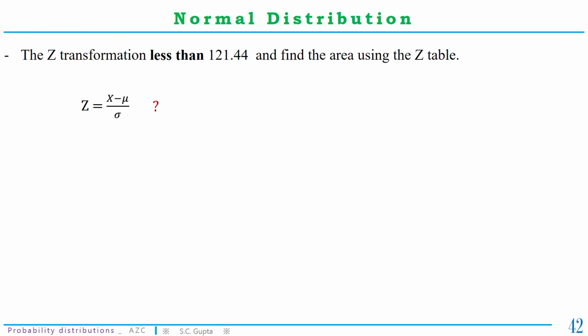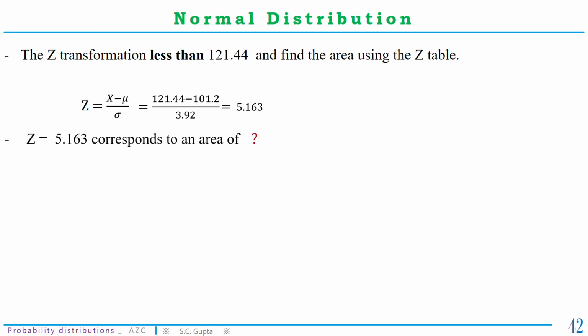Now, perform the Z transformation less than 121.44 and find the area using the Z table. X is 121.44, mu is 101.2, and standard deviation is 3.92. So, Z value obtained is 5.163. Let's check the area that corresponds to the Z value of 5.163 in Z table.